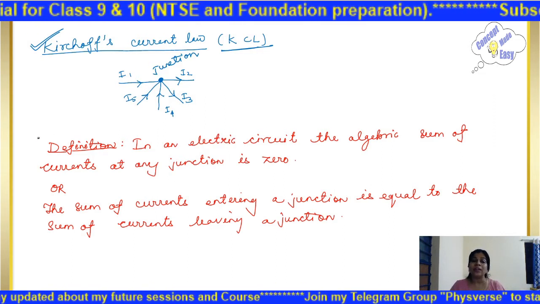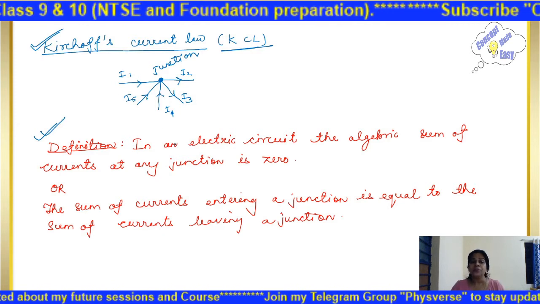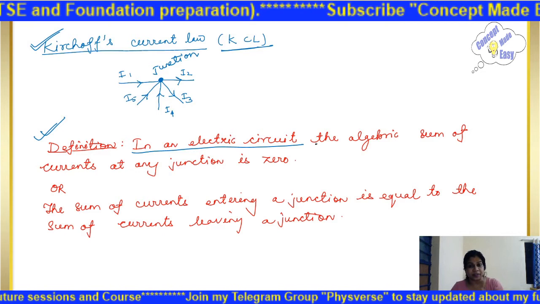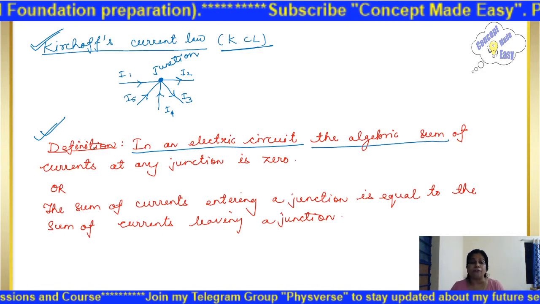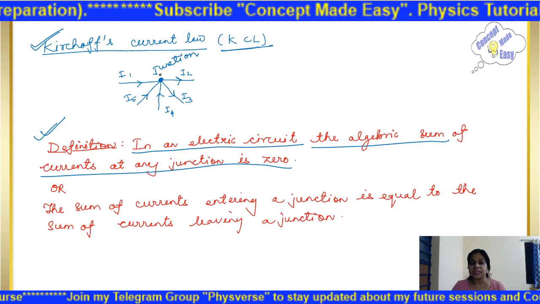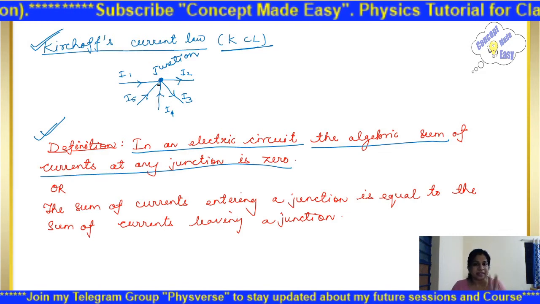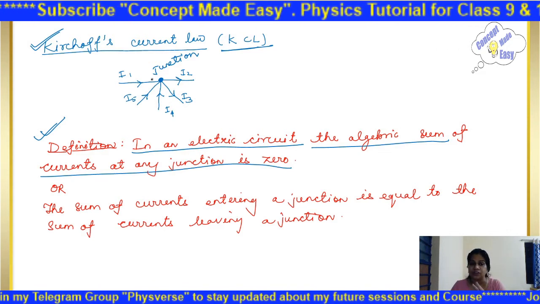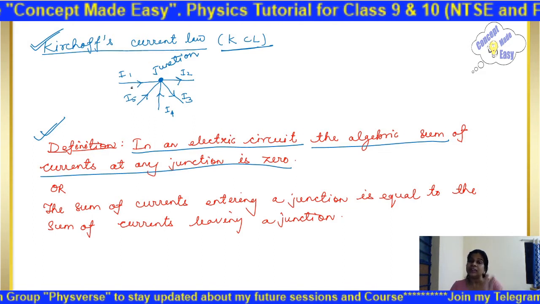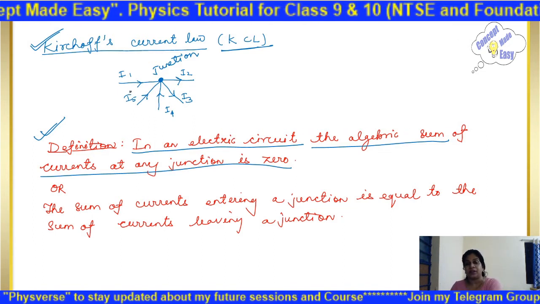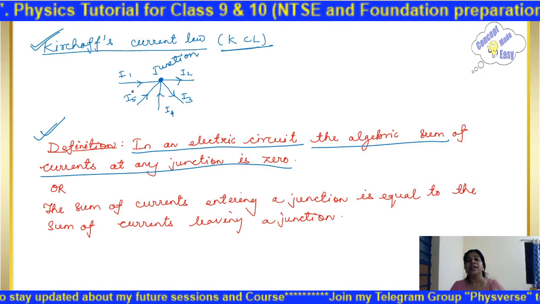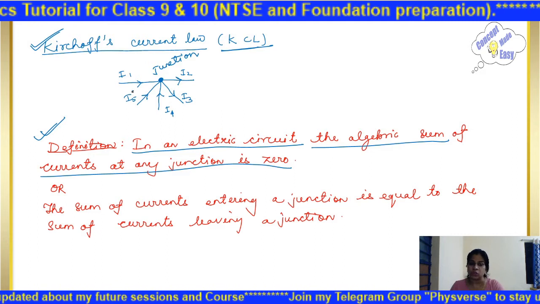What is the definition of that law? In an electric circuit, the algebraic sum of currents at any junction is 0. Suppose this is one junction, just as an example. If you sum all the currents coming into this junction and all the currents going out from this junction, the total sum must be 0.